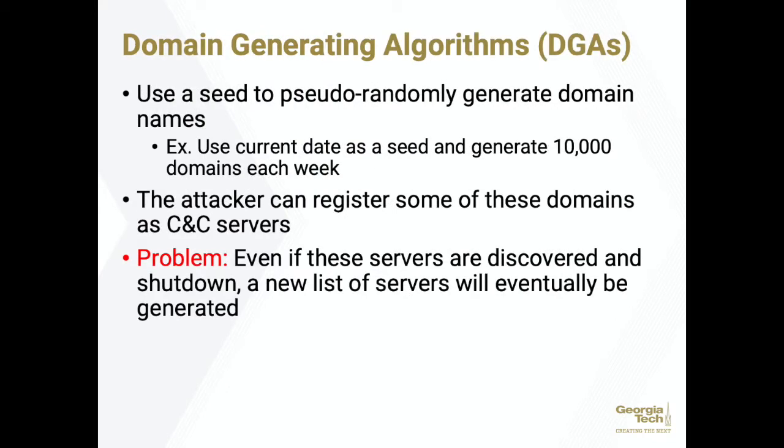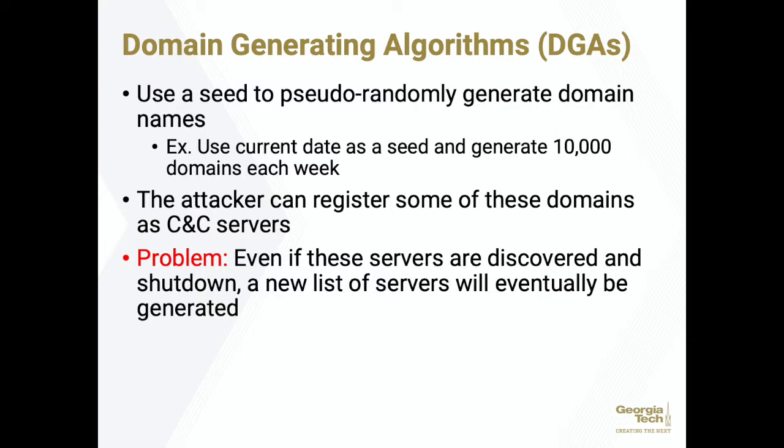To get around this, malware started using domain generating algorithms, which use a starting seed to dynamically generate a list of domains. So for example, malware could be programmed to use one of these algorithms to generate a new list of 10,000 domains every week, using the date as a starting seed. Then it could attempt to connect to each one of these domains.